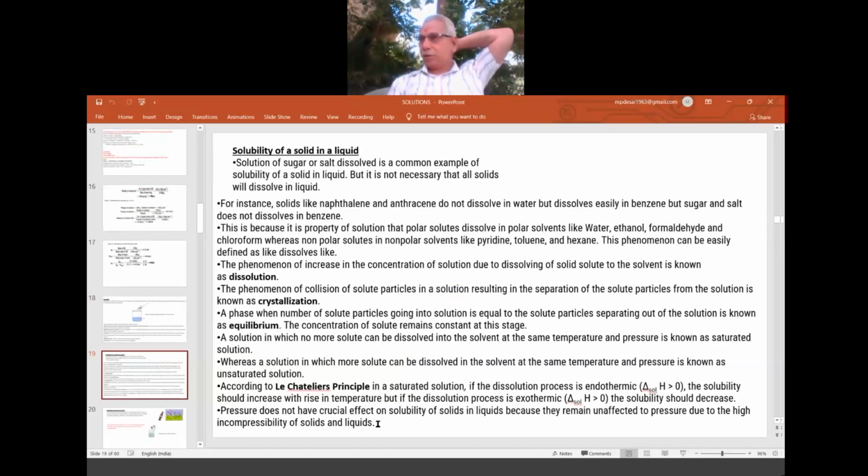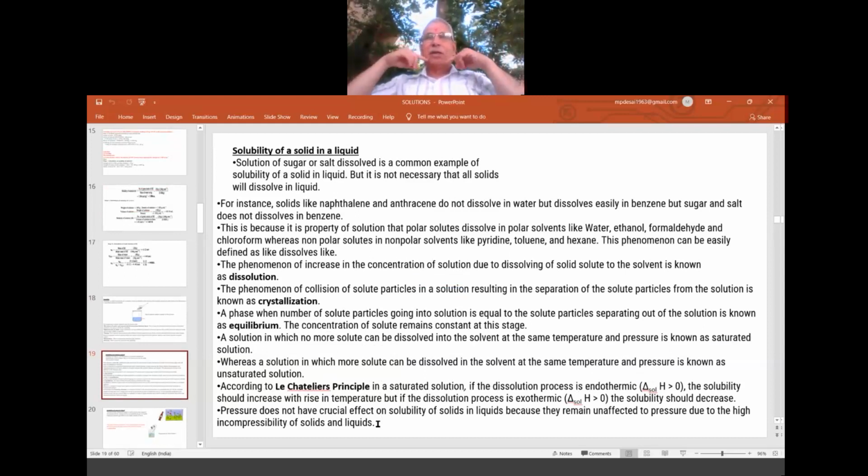Now we have to discuss small topics here, regarding solubility only. First I will discuss the solubility of a solid in a liquid. Solid in liquid. And here we are discussing liquid solutions.